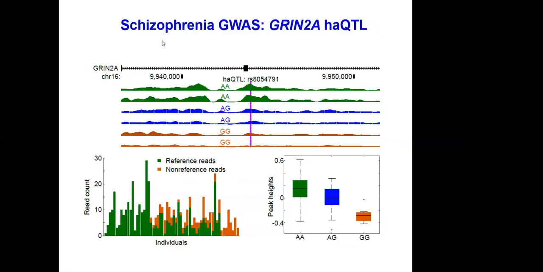Here's another example. Here's a schizophrenia GWAS SNP in the GRIN2A locus, which is a fairly famous locus. Again, a very strong ChIP-seq QTL or histone acetylation QTL. You can see here from the box plot of the peak heights for the various genotypes. And this is a SNP that is in LD with the schizophrenia GWAS SNP, and presumably the causal SNP. So that's the beauty of this approach. You get differential ChIP-seq peaks and you get regulatory SNPs.